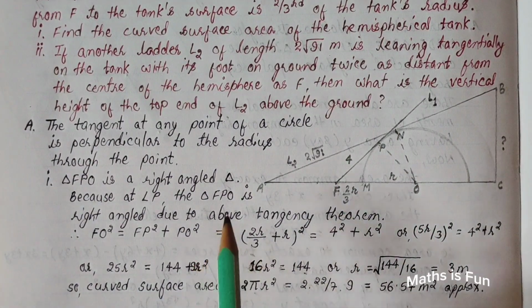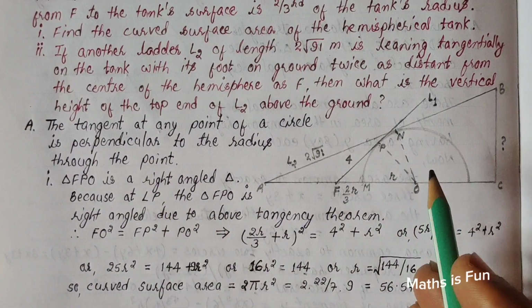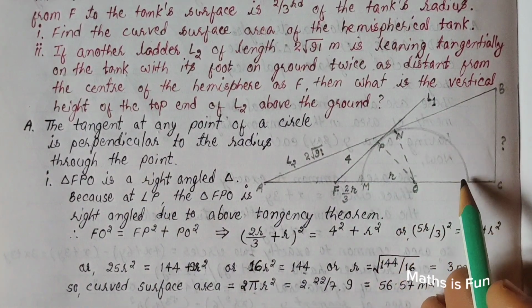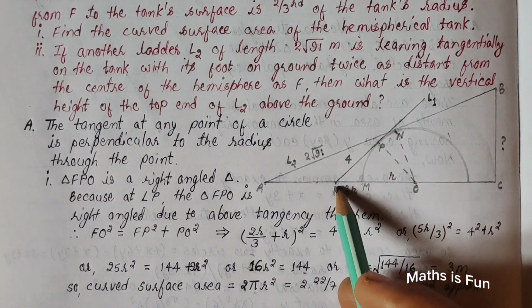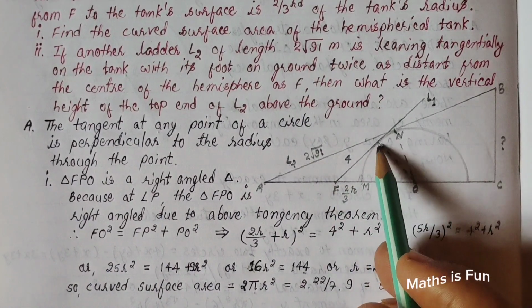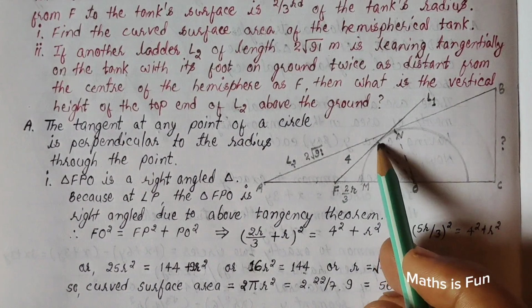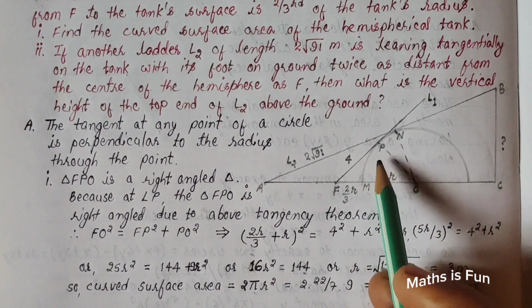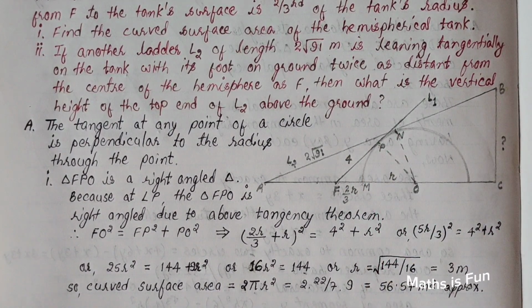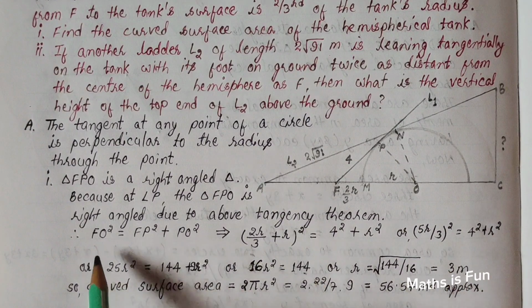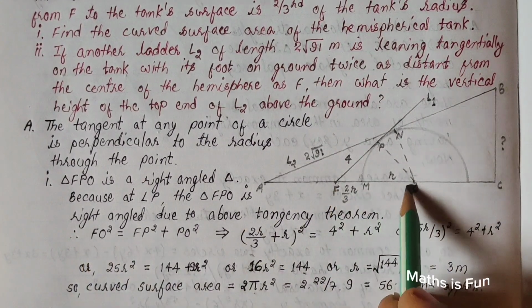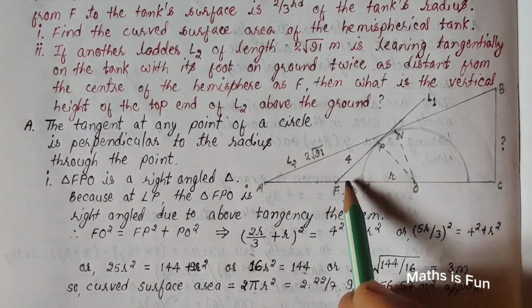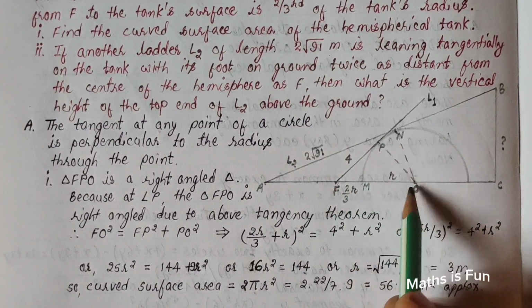So now let's go to our question number 1, that is we are going to find the curved surface area of this hemisphere. Consider this triangle FPO. Since this radius is perpendicular to this tangent, this is a right angle triangle. If this is a right angle triangle, then we can bring in the Pythagoras theorem. The Pythagoras theorem says that a square plus b square equals c square, where c is the hypotenuse. Here also FO is the hypotenuse. So FO square will be equal to FP square plus PO square.